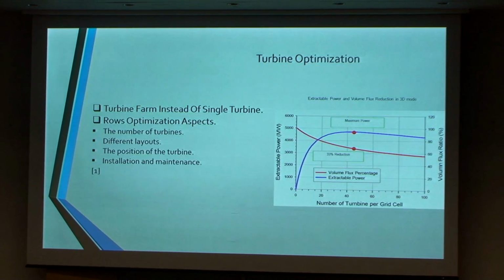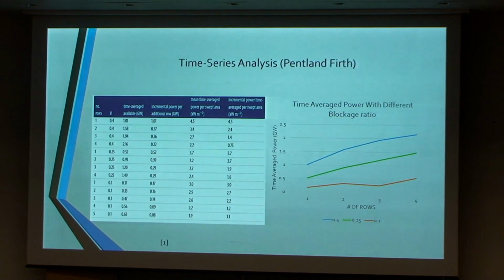We are talking about different layouts, the position of the turbine itself, the tracking angle, all these sort of things. Installation and maintenance also: as we increase the number of turbines, installation and maintenance cost becomes much more. Here are also statistics from the same source, and they show the relationship between, here we are arranging the turbines in rows, and as we increase the rows, the time average power increases. There are different values for different blockage ratios here.